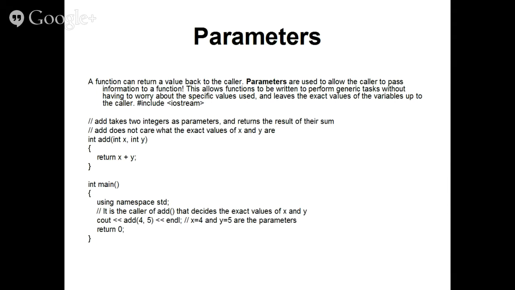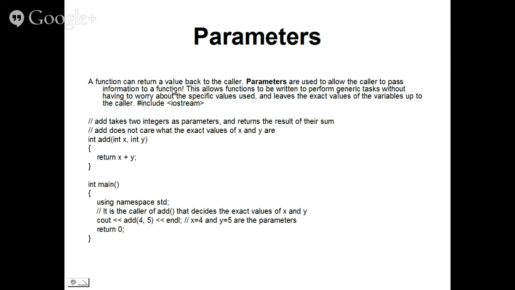Okay. So typically a function has three things to it. It has a function name, return value, and it also has parameters. Okay. Now coming to the parameters part in a function. A function can return a value back to the caller, right? That is via the return value. And what are parameters then? Parameters are used to allow the caller to pass information to a function.